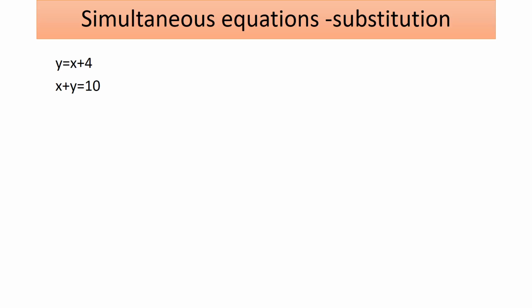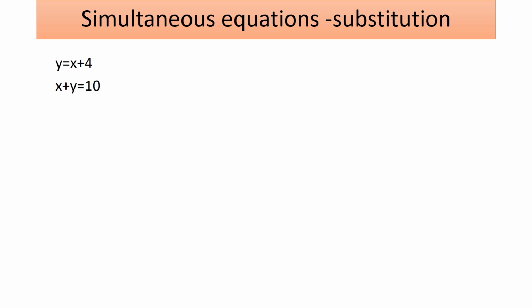In this video, we're going to look at how to solve simultaneous equations using the substitution method. You need to remember that when we have simultaneous equations, that means the value of x and the value of y is the same in both equations. So the value of x in the first one will be the same as the value of x in the second equation, and the value of y in the first equation will be the same as the value of y in the second equation.